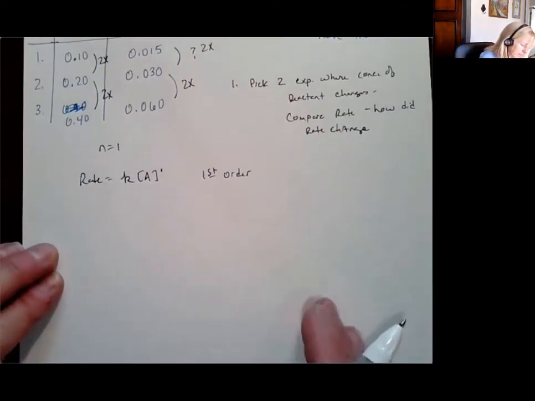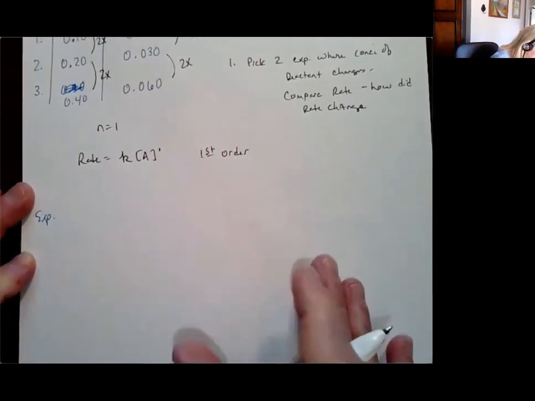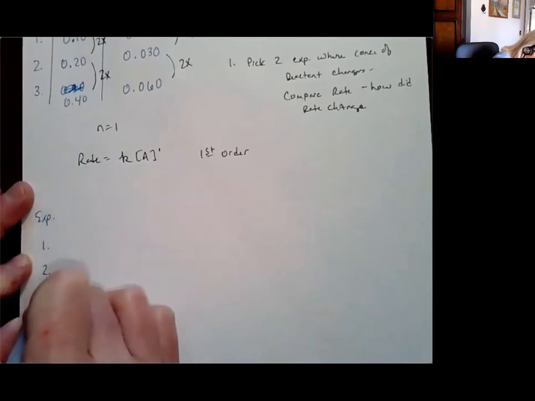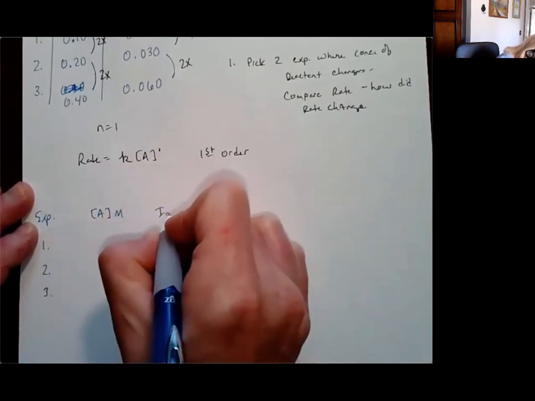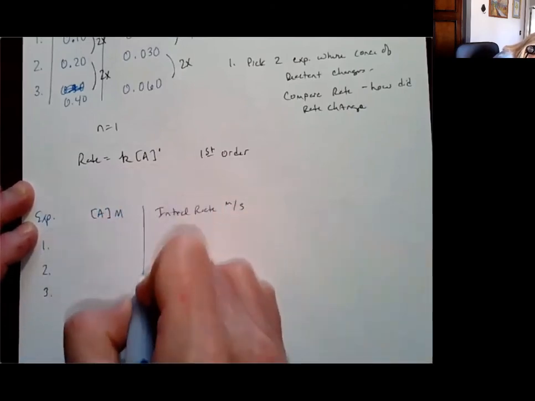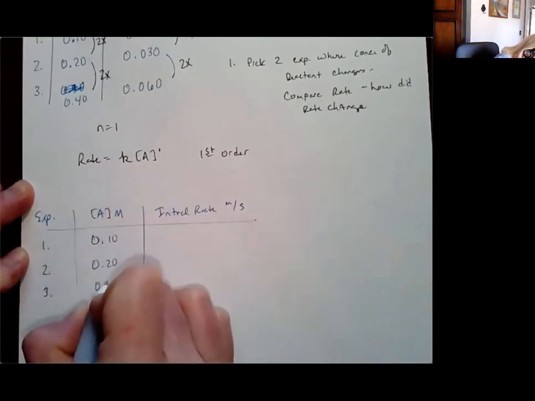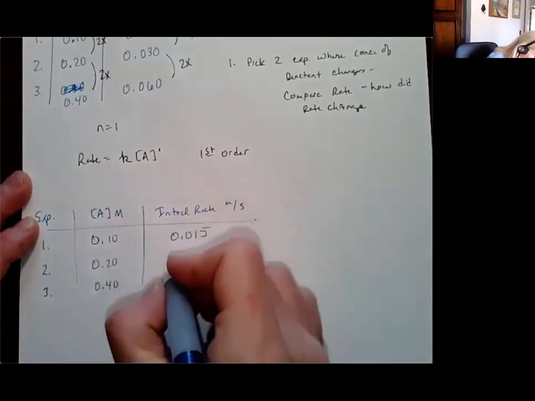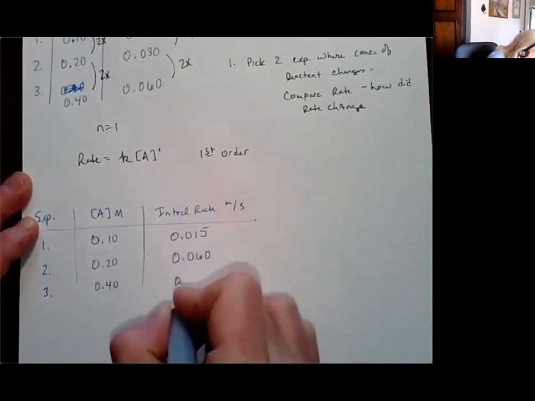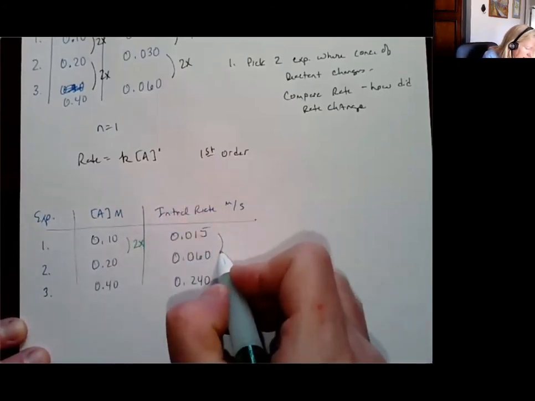Let's say I have the same scenario, but now I ran this 3 different ways: experiments 1, 2, 3, and let's say these are my data. My molarity of A and my initial rate, in molarity per second. Let's say I do 0.10, 0.20, 0.40. But now my initial rates here are 0.015, 0.060, and 0.240. So I'm going to compare. Here, I double my concentration, but here, I'm quadrupling.